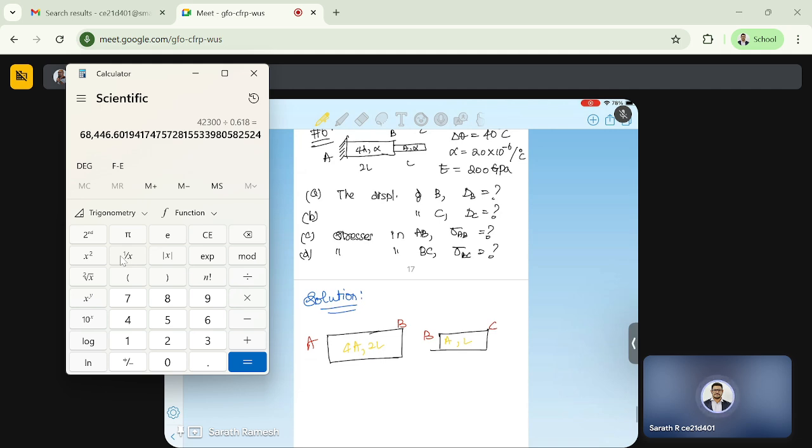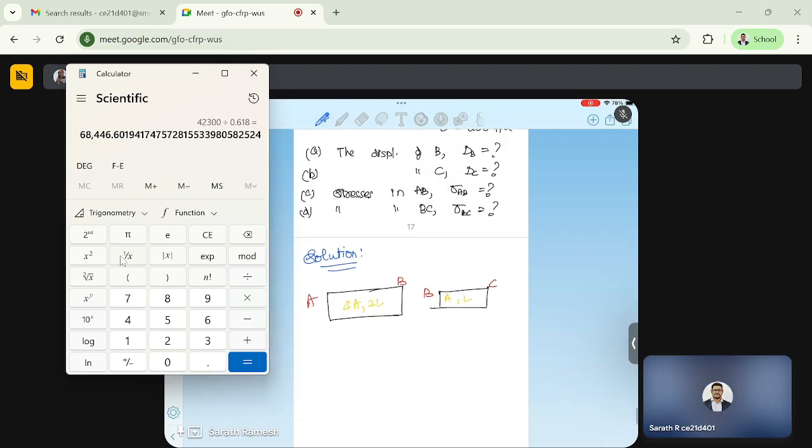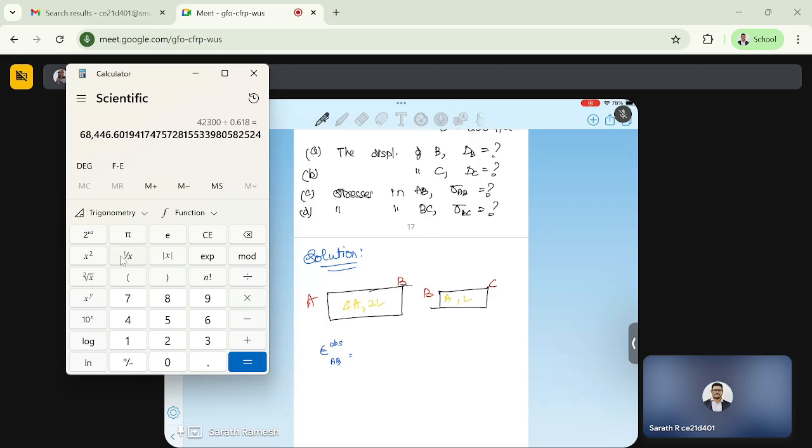But there are strains, right? There is expansion because of thermal. So let's see what this observed strain is. What is the observed strain of AB? Due to rise in temperature, maybe this AB will undergo something like this. It's going to expand, say, delta. So we have a change, right? So this is equal to delta B divided by, this is 2L. Okay, this is delta B divided by 2L.